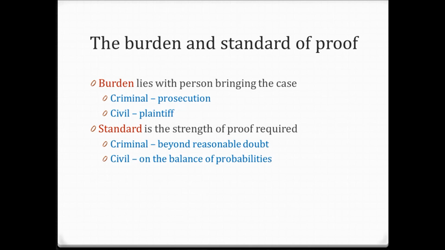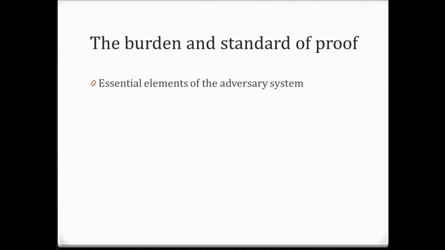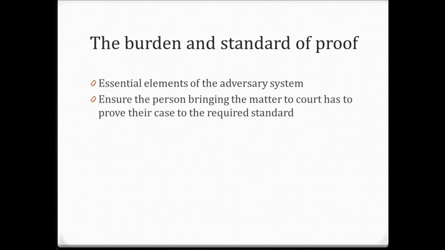So in a criminal matter, it's up to the prosecution to prove guilt beyond reasonable doubt, and in a civil case, the plaintiff needs to prove their case on the balance of probabilities. The burden and standard of proof really are essential elements of the adversary system. They ensure that the person bringing the matter to court has to prove their case to the required standard.